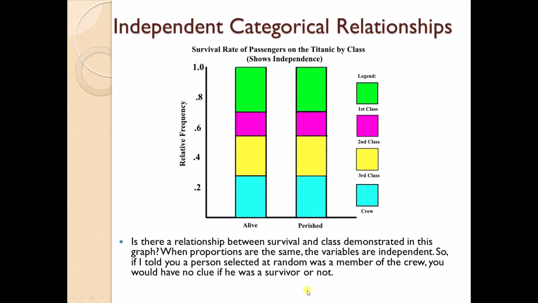So is the relationship between survival and class demonstrated in these two segmented bar graphs? When your proportions are the same, variables are independent. That's very rare, by the way. So if I told you a person selected at random was a member of the crew, you would have no clue whether he was a survivor or not. And you don't know for a fact in either setting if they lived or died, but if you can say it looks like they may have, then that's a dependency. Sorry, I didn't mean to beat that to death.